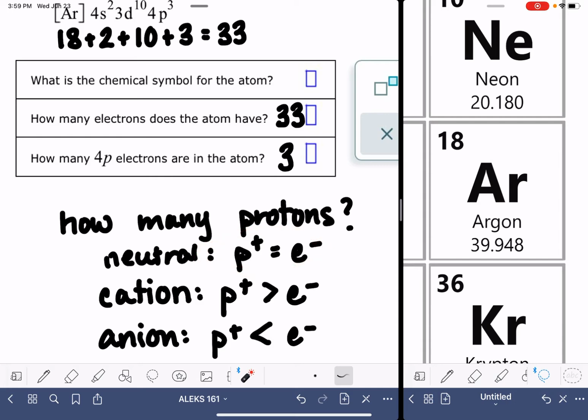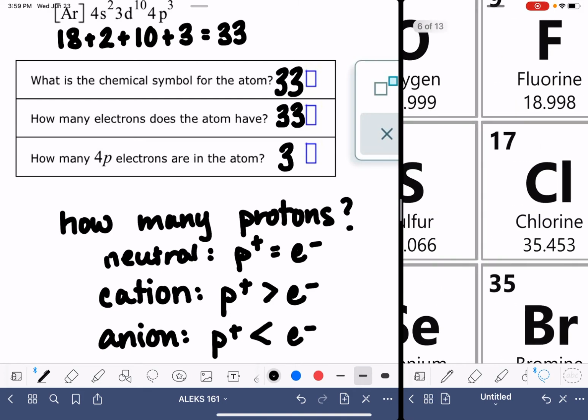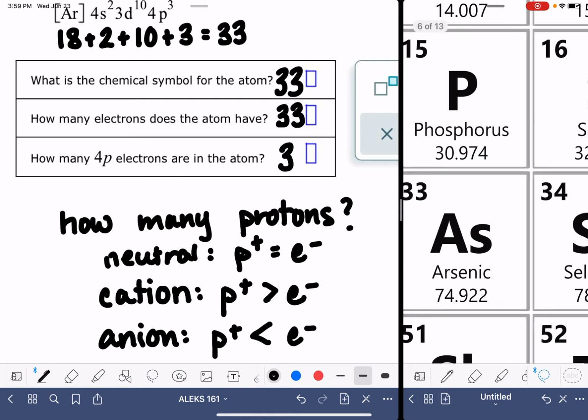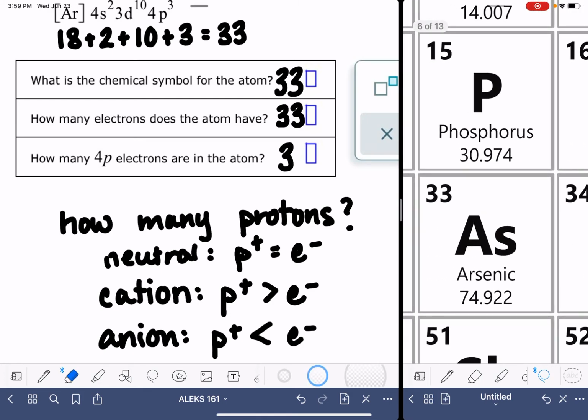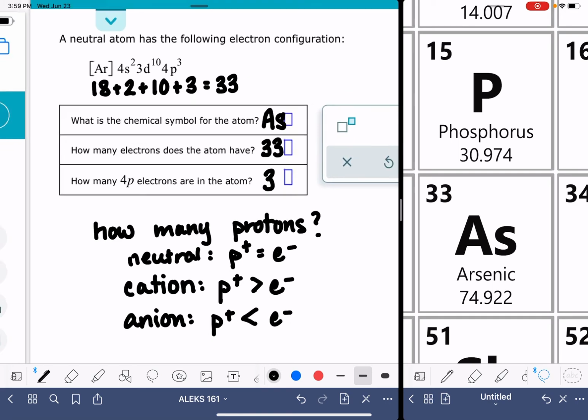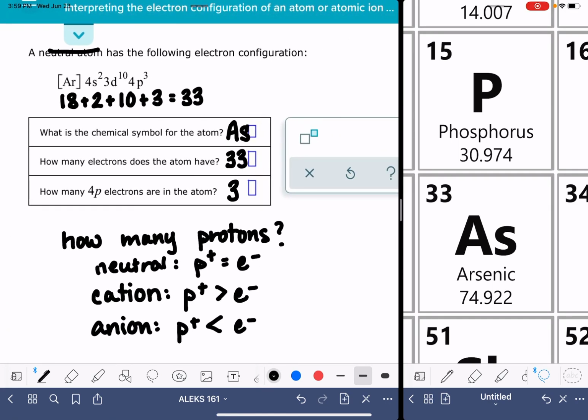Because I have a neutral atom, my protons are equal to my electrons. Once you get it figured out, however many protons you have, you're going to go to the periodic table and look for that element. I have arsenic. That's element number 33. And because it's neutral, there's no charge. Let's just pretend, just so that you can see an example, that this said it was a cation with a charge of +2.